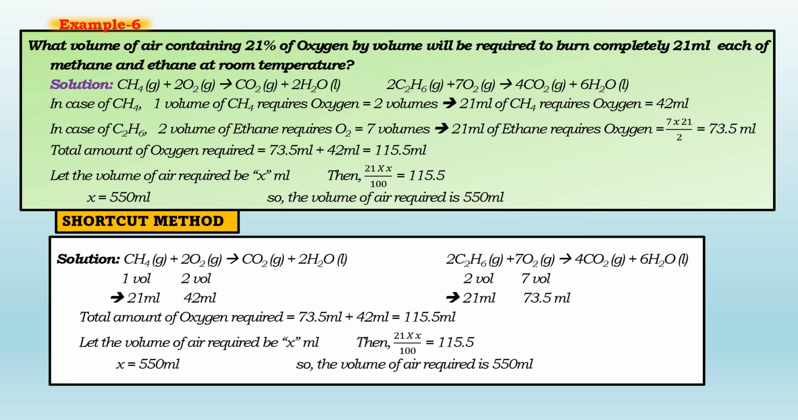Then 21% of x, that is 21 times x by 100, is equal to 115.5 ml. Solving, x is equal to 550 ml. So the volume of air required is 550 ml.